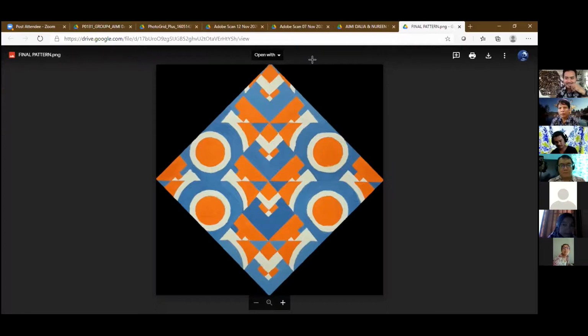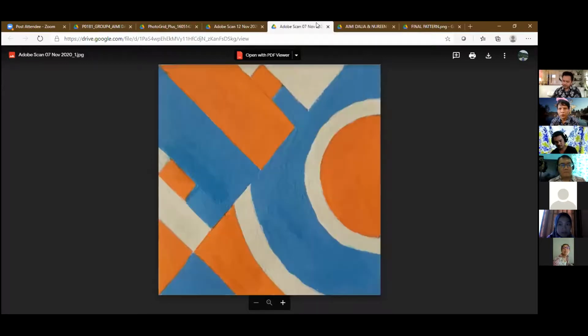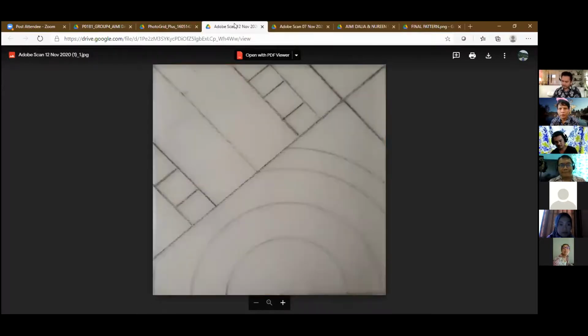Maybe you can go back to your earlier pattern when you develop this. You mentioned just now you developed that Indian cuisine into a geometry block. Can you move to the previous screen? Not this one, the next one. Wait. The next one. No. This one, yes. Can you develop?